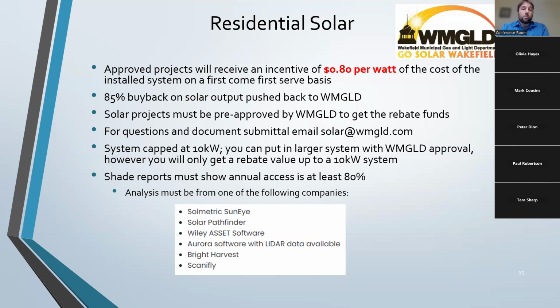Projects must be approved by us to get the rebate funds. For questions and document submittal, we have a solar@WMGLD email, and that's where you kick off the process and get that moving. Our engineering team looks at that. One of the things you have to do right off the bat is a shade analysis, which has to show at least 80%. There's a couple of places that do that, and they're listed down below as ones that we accept for that.